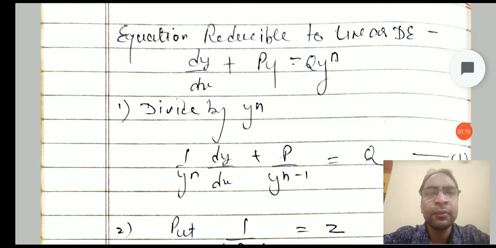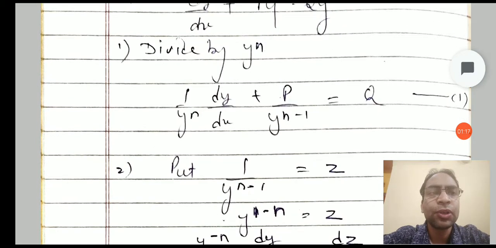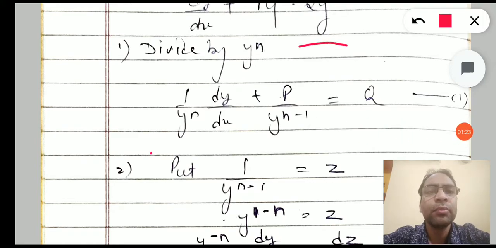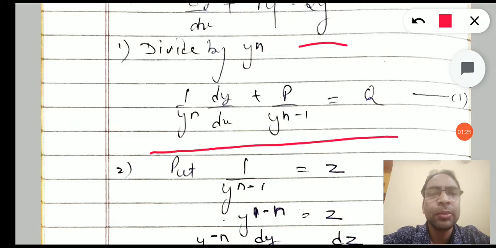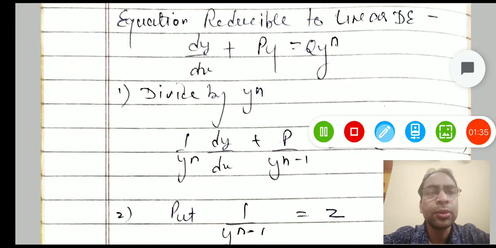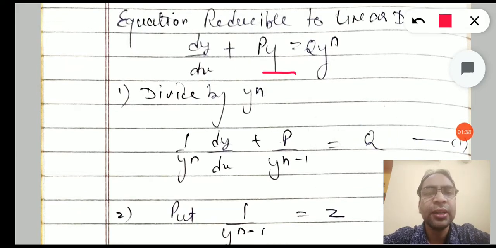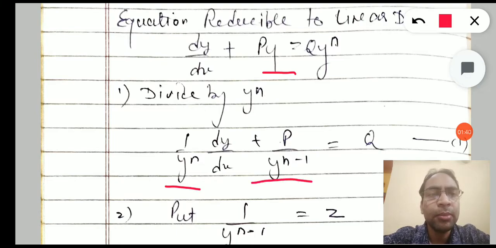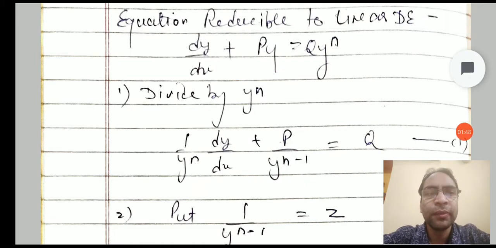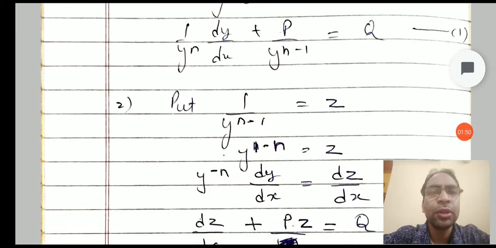Step 1, we need to divide this equation by y to the power n. So first we'll divide this equation by y to the power n. So this will become 1 upon y to the power n dy by dx plus p upon y to the power n minus 1, because we had a y in the numerator. So whenever we divide this by y to the power n, this will become in the denominator y to the power n minus 1, and this will be cancelled out. So the first step is to divide the equation by y to the power n.